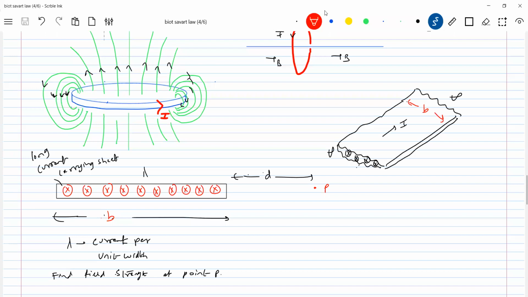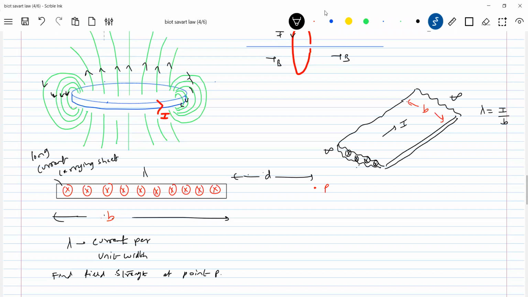So what is lambda? How do you define lambda? Here you can define it as I by B, current per unit width. As such, we don't have any formula for a sheet, but we know the formula due to a long wire.